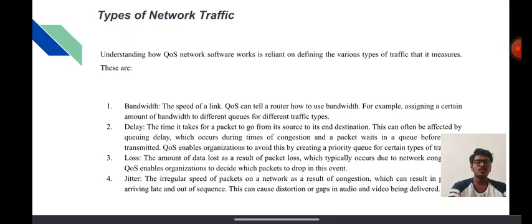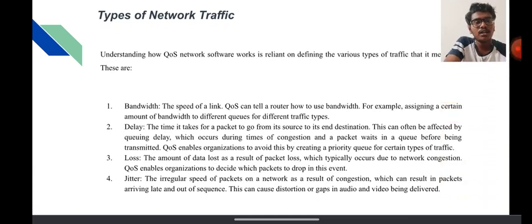So, types of network traffic. Understanding how QoS network software works is reliant on defining the various types of traffic that it measures. These are bandwidth, the speed of the link. QoS tells a router how to use bandwidth, for example, assigning a certain amount of bandwidth to different queues for different traffic types.